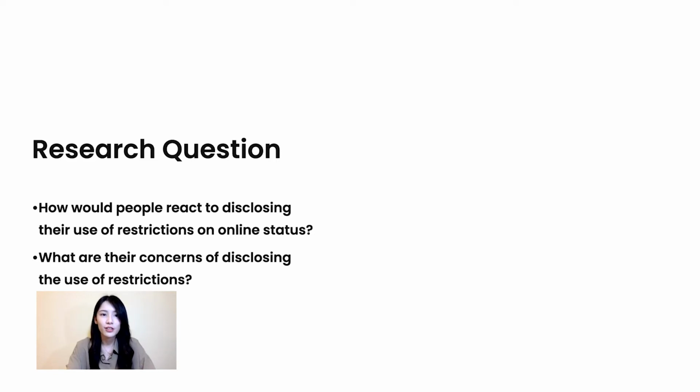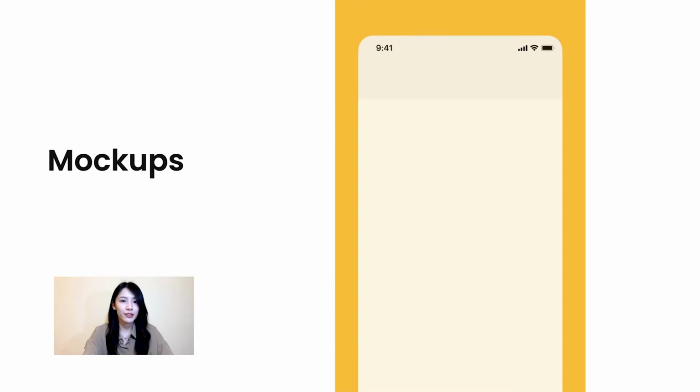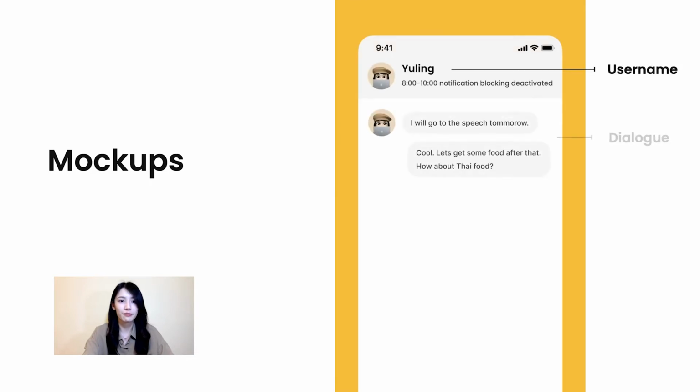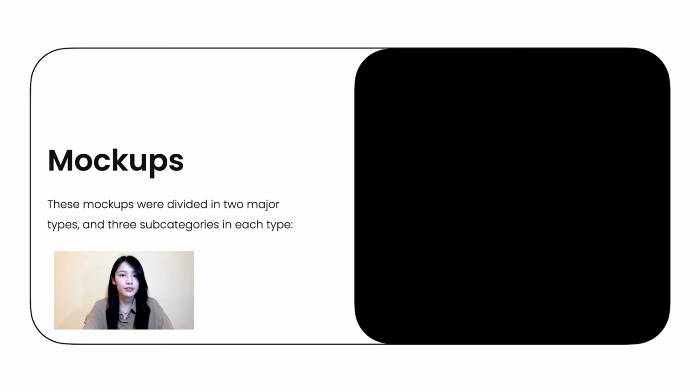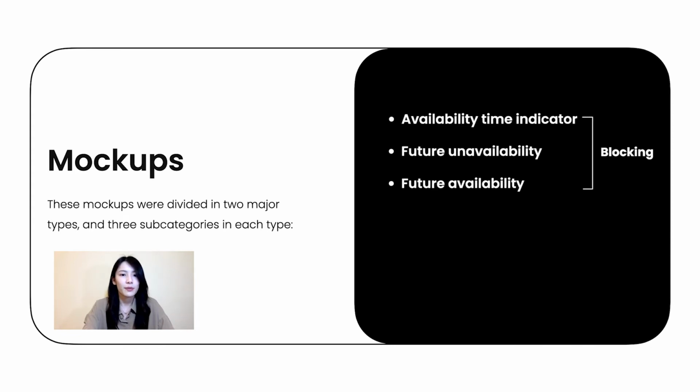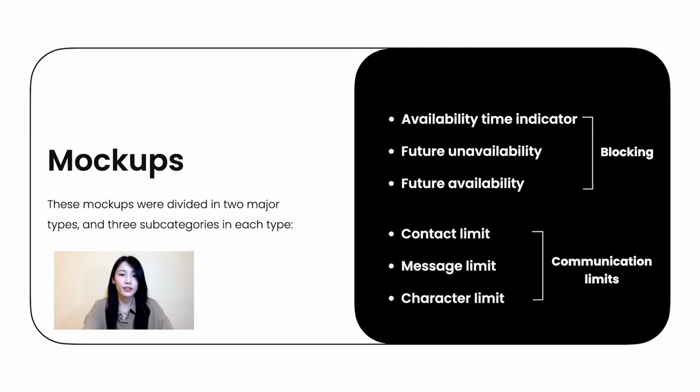To answer these questions, we apply a design research method. Specifically, we invited 43 participants to compare and reflect on a total of 48 mockups of possible ways to disclose restriction use on online status in various situations. These mockups were divided into two major types and three subcategories in each type. The first type is blocking, which shows when these restrictions take place. And the other type was communication limit.